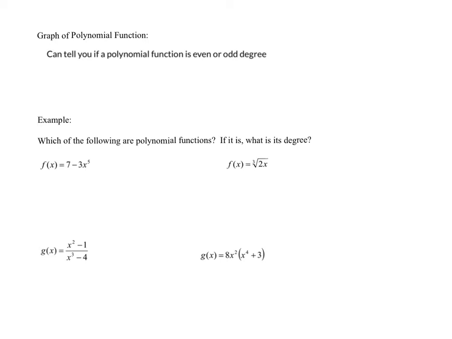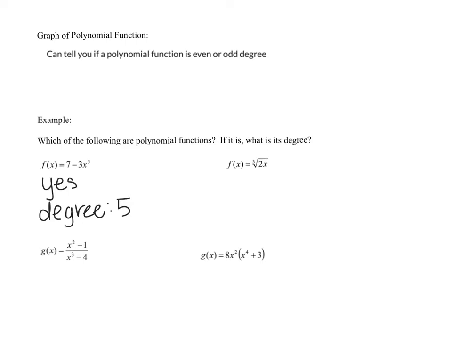So looking at these first sets of examples, we want to know which of the following are polynomial functions, and if it is, what its degree is. So remember, in order for a function to be a polynomial, every term has to have positive integer degrees. So we look at our first example, we have f of x equals 7 minus 3x to the 5th. 7 has a degree of 0, negative 3x to the 5th has a degree of 5, which means this is a polynomial function, and its degree is going to be 5.